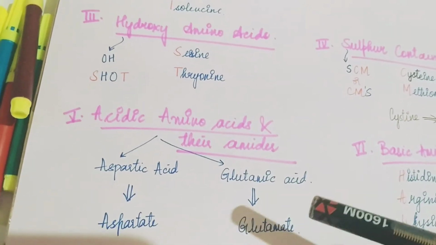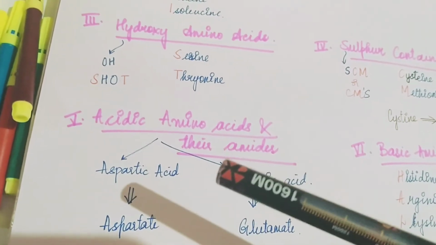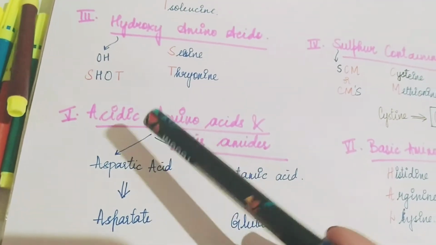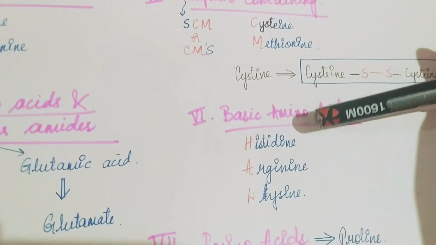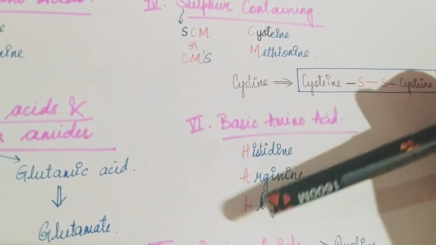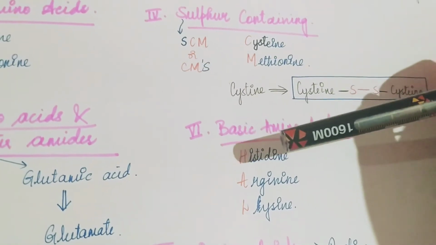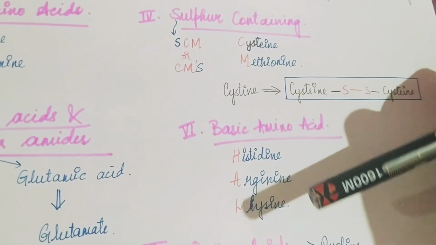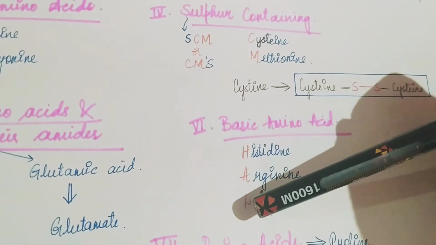Similarly, glutamate, which is an amide of glutamic acid. Okay, so we have acidic amino acids, so obviously we have something called basic amino acids as well. Now, the mnemonic to remember basic amino acids is HAL, Hindustan Aeronautical Limited, right? So it goes like histidine, arginine and lysine. Okay, so HAL.